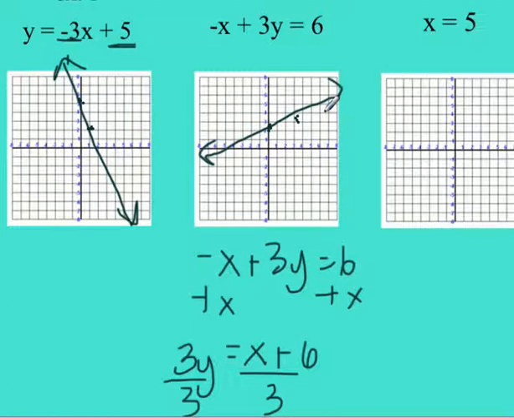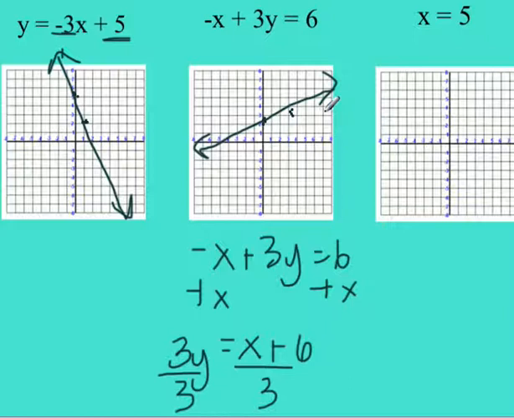Next, we have x is equal to 5. Well, if you guys remember, when we have x is equal to 5, that's going to be an undefined slope. So we're going to have a vertical line. So the first thing I'm going to do is find 5 on the x-axis. Remember, the x-axis is the horizontal one. Then I'm going to draw a vertical line through x is equal to 5. Vertical lines are undefined. Whenever you have something that's x is equal to, you're going to have a vertical line.